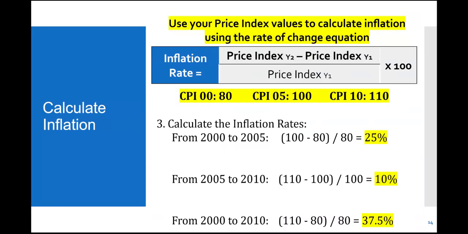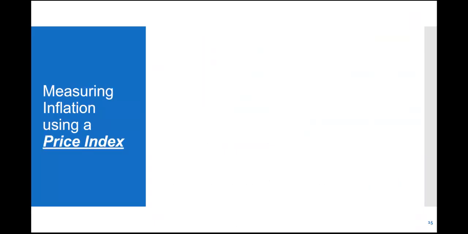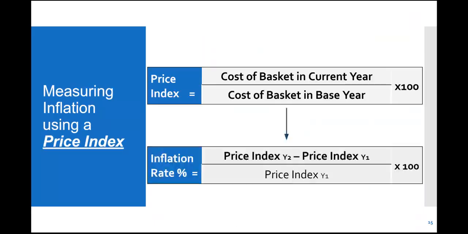So this 3-step process is the basic process to calculating inflation using a price index. We calculate the cost of the basket each year, being sure to keep the basket itself the same. We convert our basket prices into a price index, and we use the price index to calculate the inflation rate.